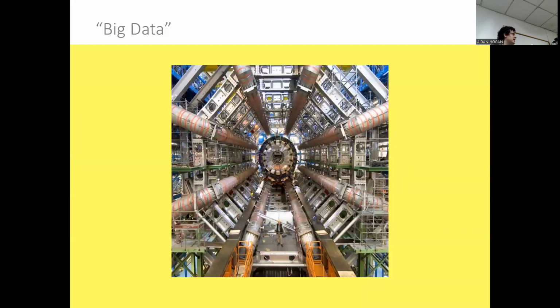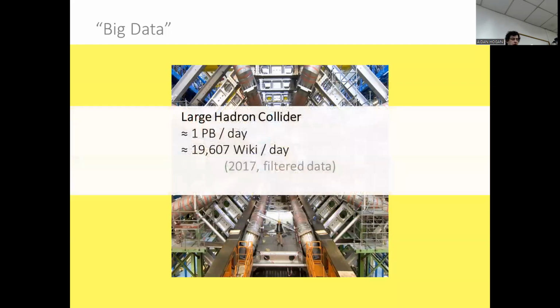Anyone know what this is? CERN, yeah. Large Hadron Collider. So this is processing about 1 petabyte of data per day, or generating about 20,000 wikis per day. And this is not just the raw detection data. This is somehow the filtered, interesting stuff. So CERN has this massive data infrastructure for managing the collision data.